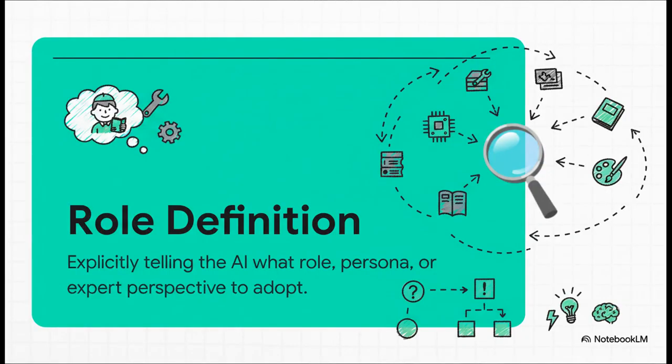First up, role. This is where you tell the AI who to be. This is so powerful. Don't just say, "write some code." Tell it, "you are a senior Python developer specializing in data engineering." That one simple change activates a whole library of specific knowledge, it sets the right tone, and it ensures the depth of the response is exactly what you need.